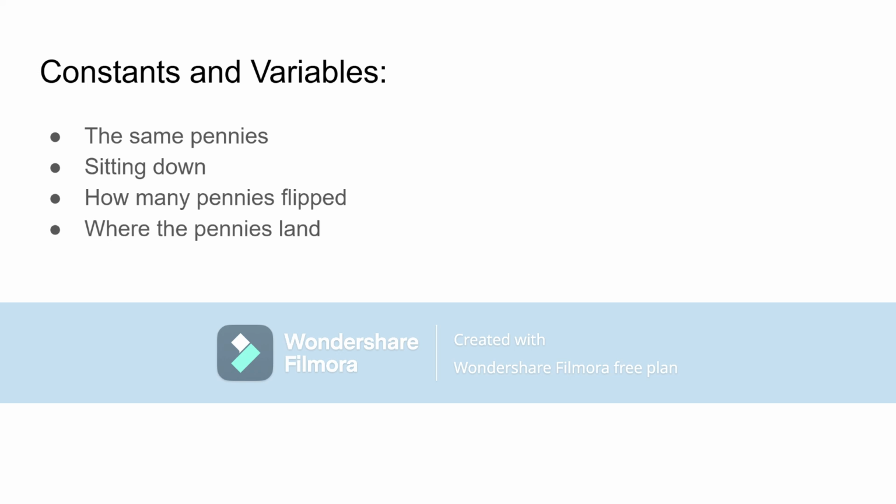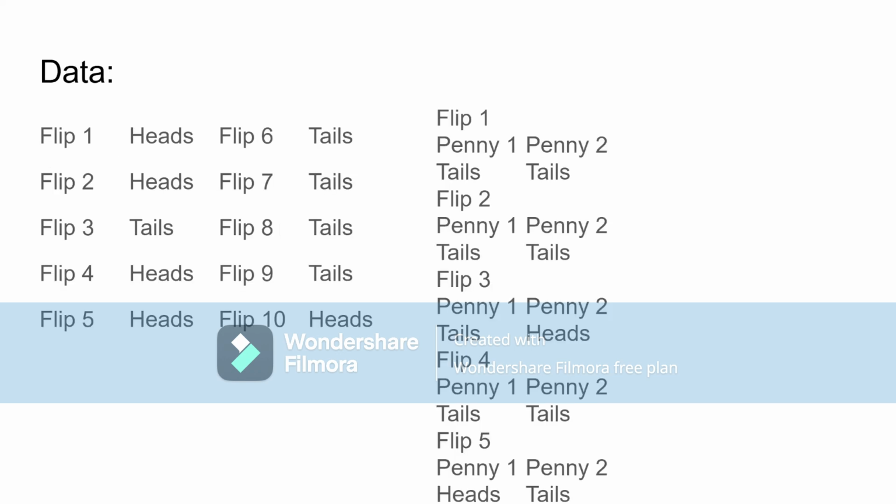So the constants were I was using the same pennies throughout the whole experiment, and I was sitting down when I was flipping these pennies. I never stood up. Some of the variables were how many times the pennies got flipped and where the pennies would land, whether it would be in my hand, on my computer, or on the floor.